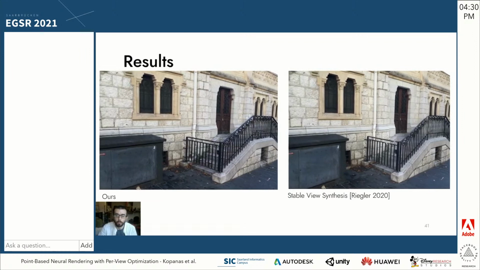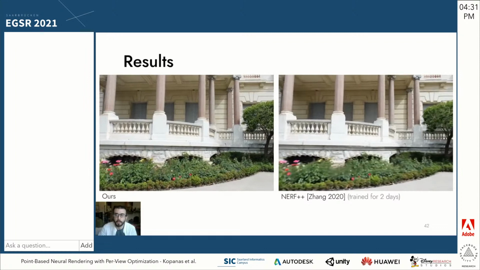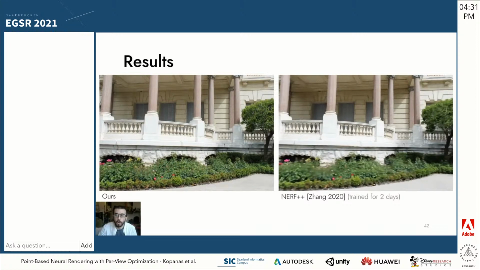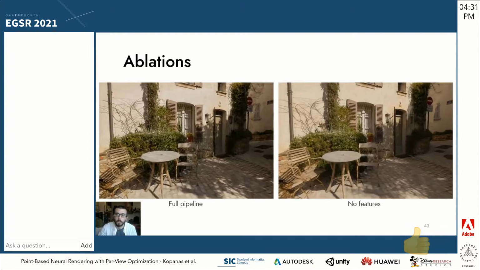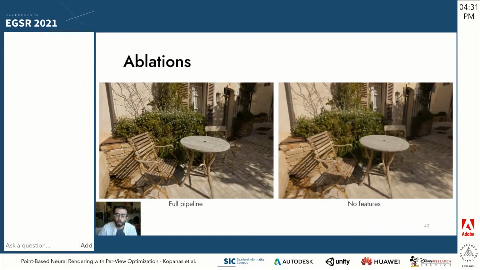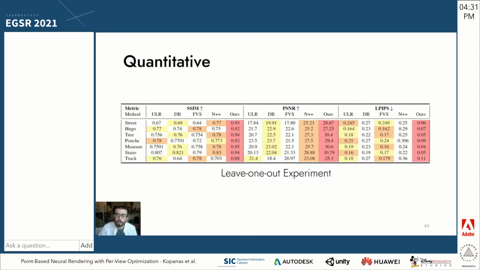And this is a scene of 27 images compared against NeRF++. We manage to have a very accurate view of the vegetation while it takes significantly less time to train on the same hardware. Here, you see an ablation study for the features. For more details regarding the ablation, we kindly refer you to the paper. In leave-one-out evaluation, we consistently outperform previous work with a big margin.